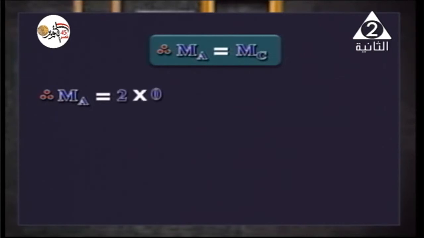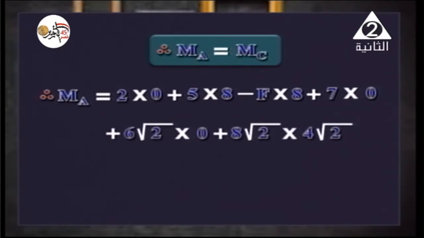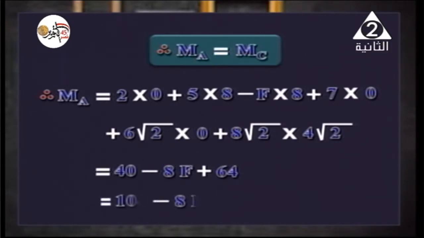Moment about A by the method equals F times L. The first force, 2 times 0, second 5 times 8, minus F times 8, plus 7 times 0, plus 6 root 2 times 0, plus 8 root 2 times 4 root 2. The answer is 40 minus 8F. This is the moment about A. Moment about A equals 40 plus 64 equals 104 minus 8F.